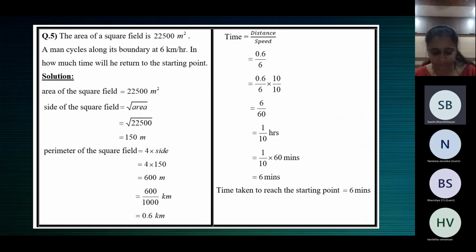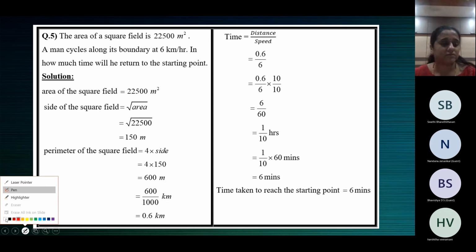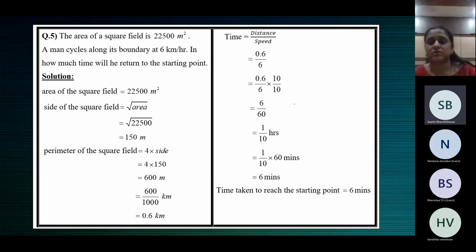Ma'am, I wanted to ask a doubt. Can we also say that it is 1 by 10th of an hour, so we are multiplying it with 60? That's what it is. Correct. 1/10 of an hour it is. Yes, that's why we're multiplying by 60. Ma'am, we can leave it as 1 by 10 itself, no? Why are we doing it in minutes, ma'am?